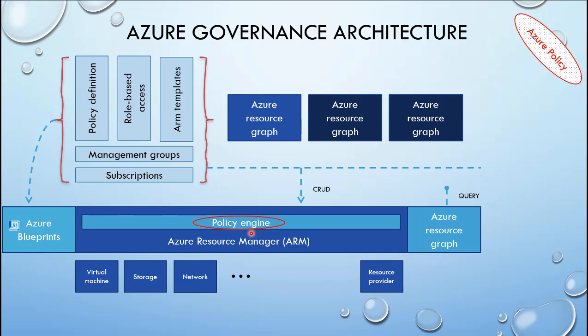And after all of this is said and done, in Azure Resource Graph, you can query all the changes or all different deployments that have happened. Okay, so this is where we capture and see where Azure Policy is sitting.